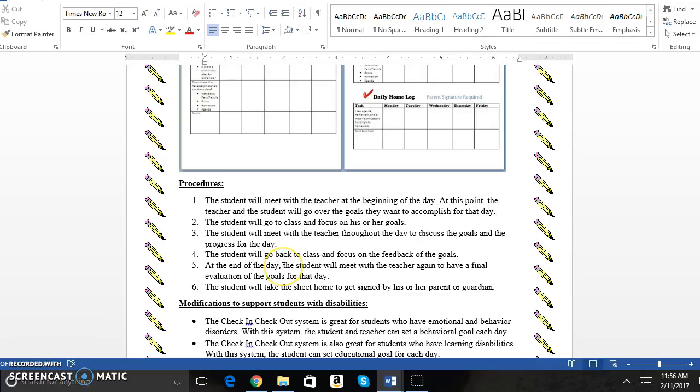At the end of the day, the student will meet with the teacher again to have a final evaluation of the goals for that day. So that would be the check-out for the day. Then the student will take the sheet home and get it signed by his or her parent or guardian, and that would be the parent feedback.